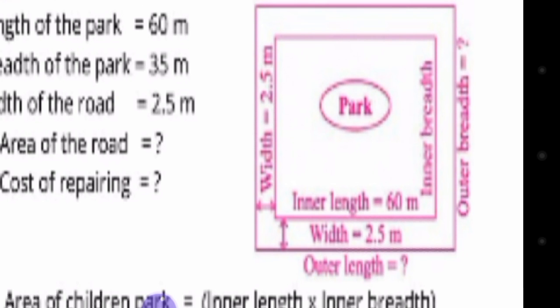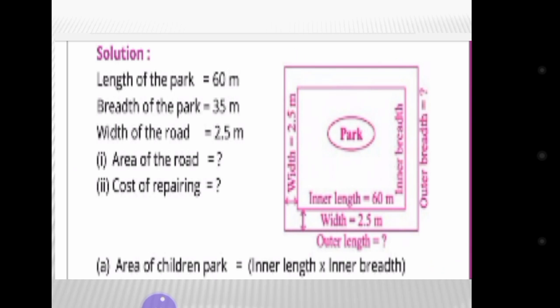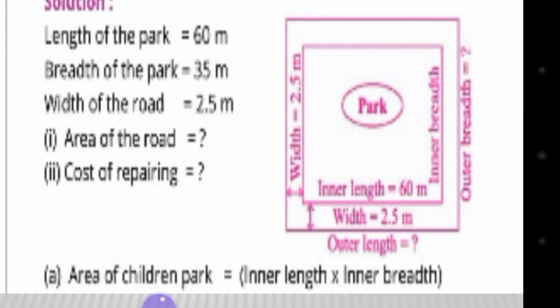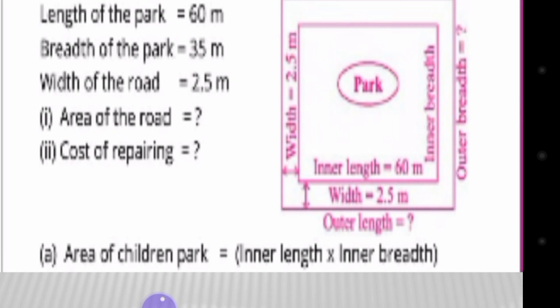We find out the outer length and outer breadth, so we find out the outer area of the rectangle. Firstly, we find out the area of the park by the given values, length and breadth. Area of a children park is equal to inner length multiplied by inner breadth.